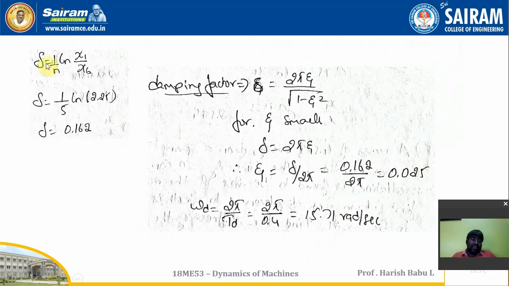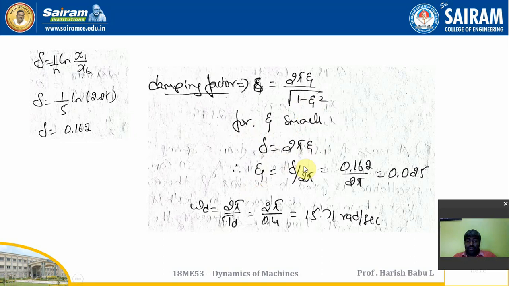So delta they given as 1 by n ln x1 by x2. Sorry, x1 by x6 they given. So I'm going to substitute. Since it has to go for 5 complete cycles, I'm going to take n as 5. So 1 by 5 ln 2.25. I'm going to get logarithmic decrement as 0.162. So once you got the logarithmic decrement, it will be very easy to find out the zeta value. For the damping factor equation, I'm going to go for delta is equal to 2 pi zeta divided by root of 1 minus zeta square. For a small zeta, delta will be equal to 2 pi zeta.